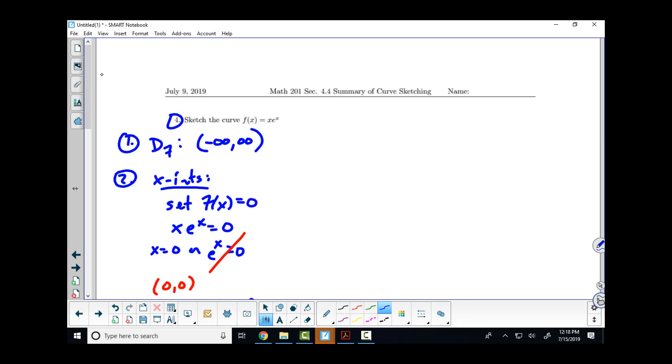Now we use our derivatives for increasing, decreasing, concavity, right? So let's go ahead and take some derivatives here. F prime of x is equal to the first times the derivative of the second plus the second times the derivative of the first, which factors to be x plus 1 e to the x. You remember taking this guy's derivative a couple times? We did it right after we introduced the product rule.